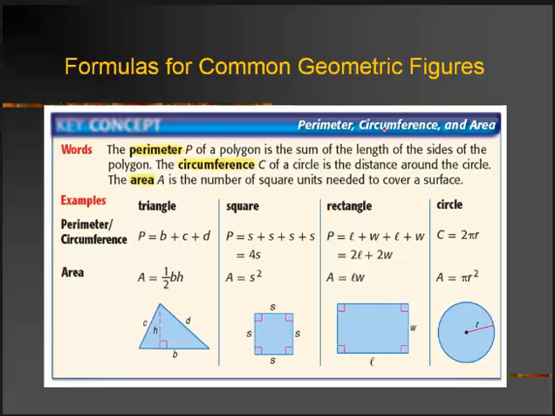This slide just puts it all together, so you have the perimeter and circumference along with the area formulas all in one place. So if you want to take a picture of that, print it out, or what have you, just refer to it in the future. And that is today's lesson on perimeter, circumference, and area of polygons.